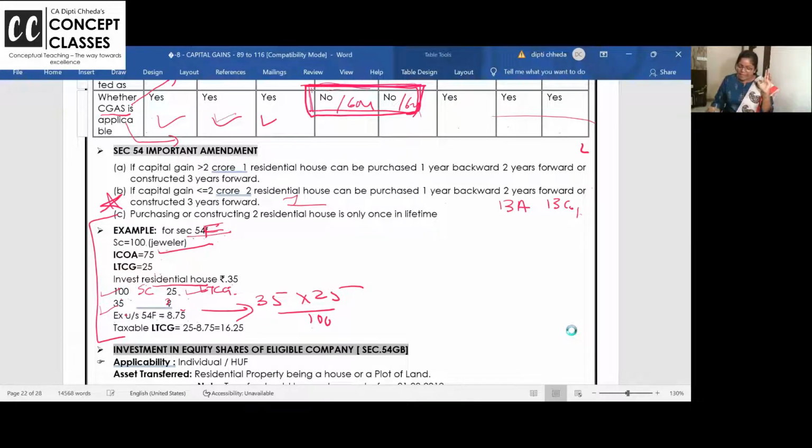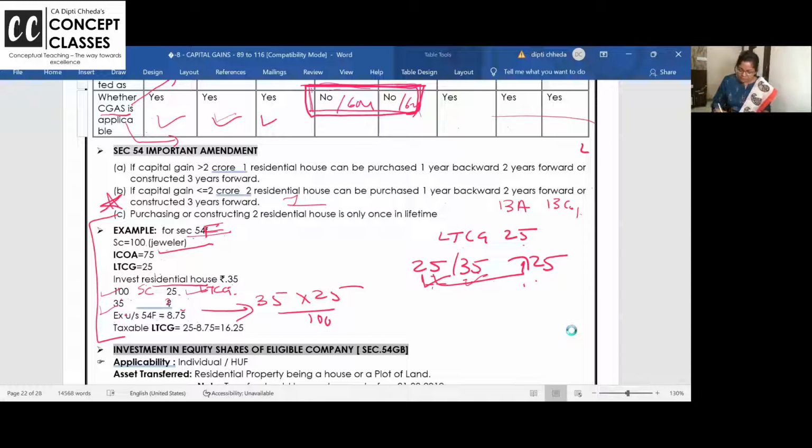How was it earlier? Your long-term capital gain is 25, no? Then your capital gain 25 or your investment 35, whichever is lower. So the entire 25 is exempted. These are all the other exemptions: 54, 54B, 54D, 54EE, 54EC. In all of them it is like this: long-term capital gain or investment, whichever is lower. But how is it here?